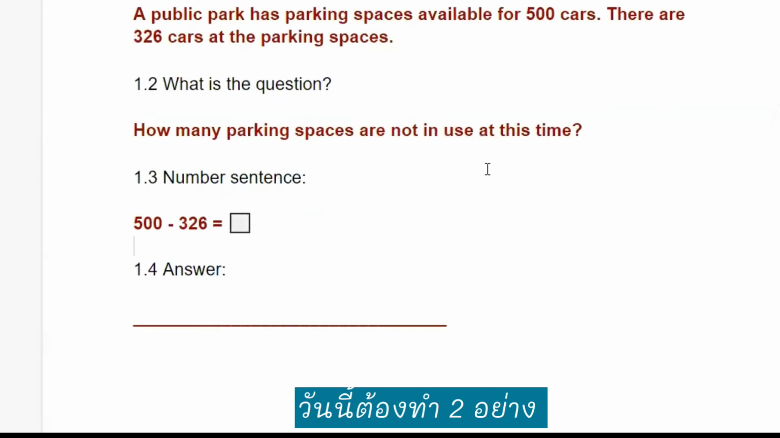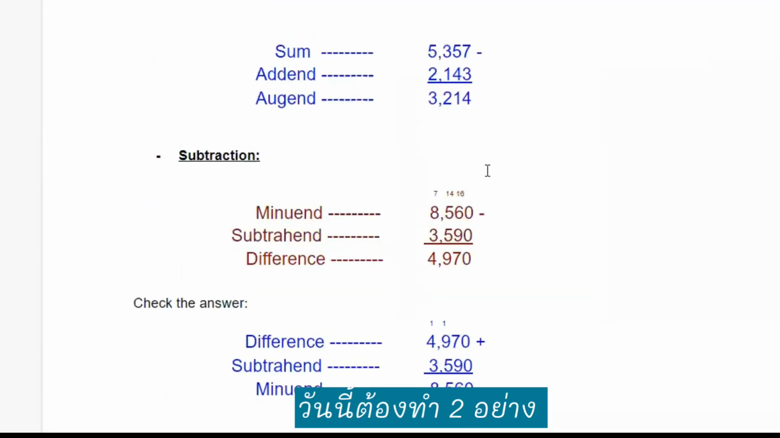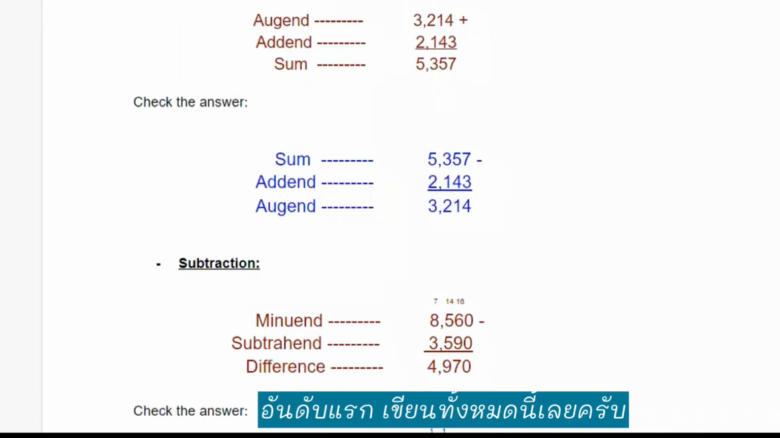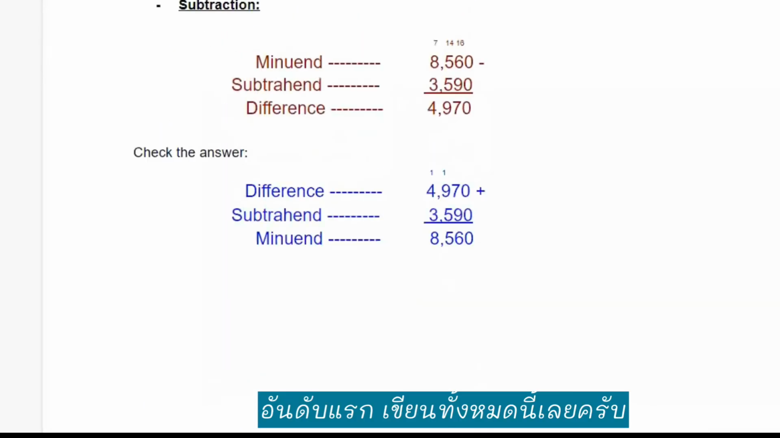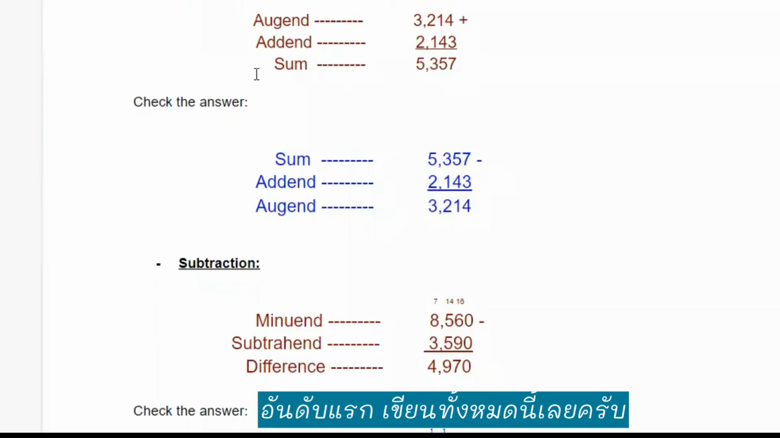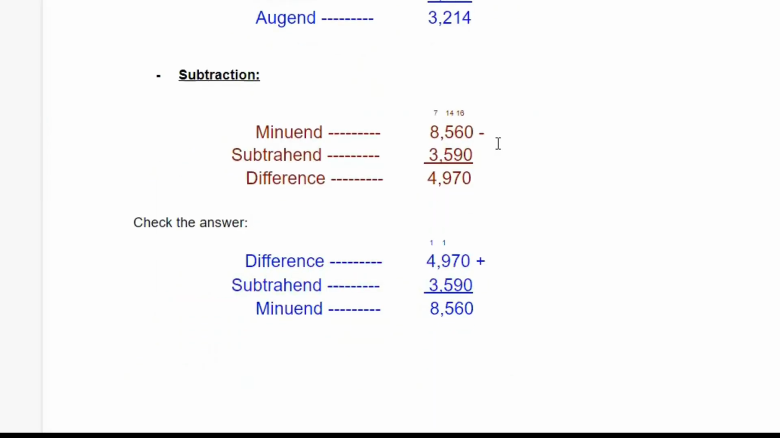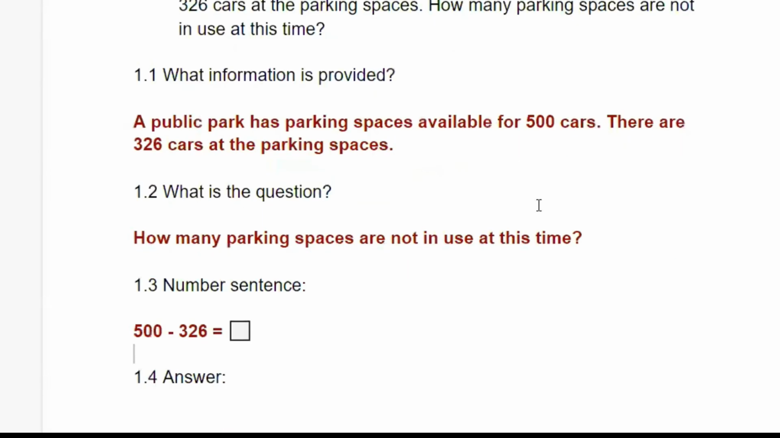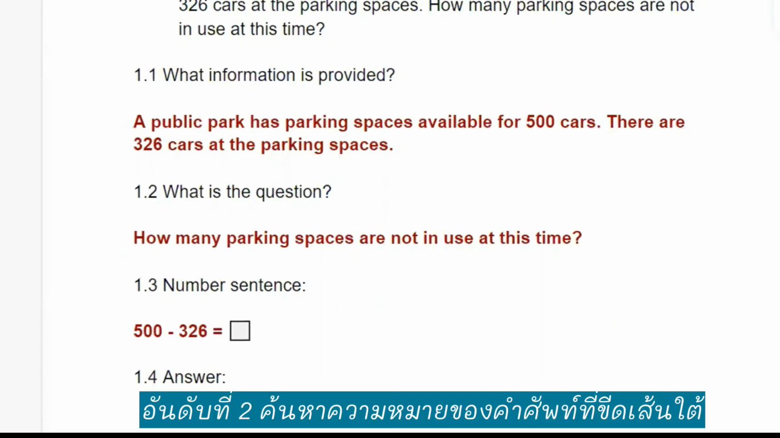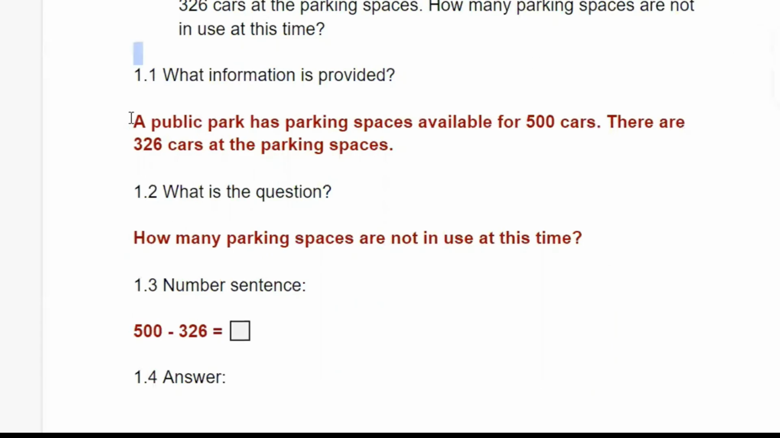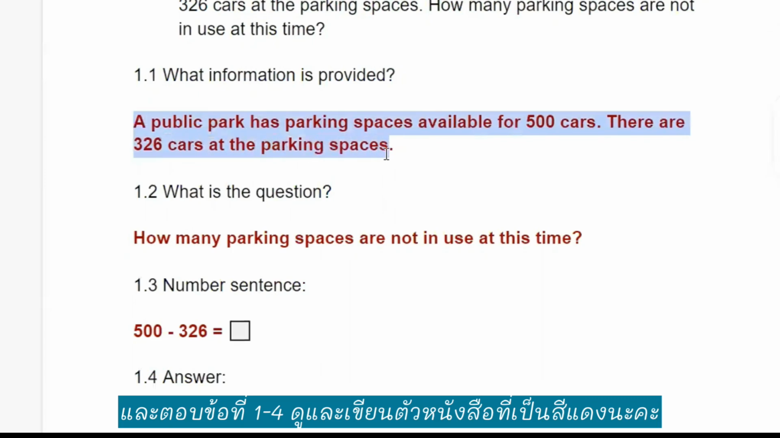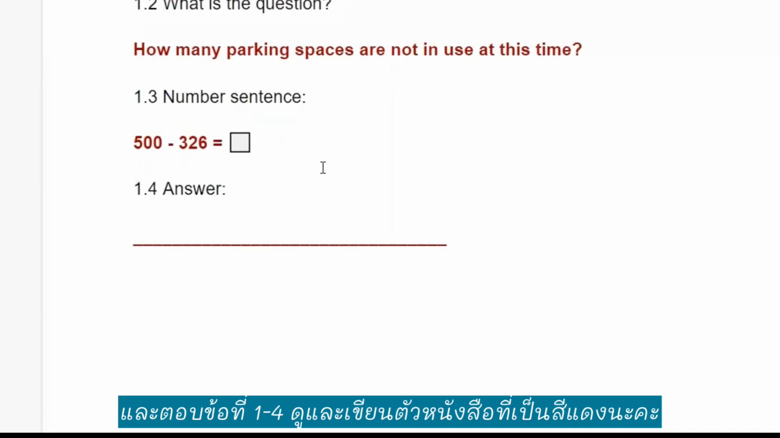Okay, so basically today you have to do 2 things. The first is write all this page about the addition and subtraction relationship and how to check the answer. And I want you also to look for the meaning of these words that you have underlined and to fill in the answers for question number 1, number 2, number 3, and number 4 that you are looking at in red color.